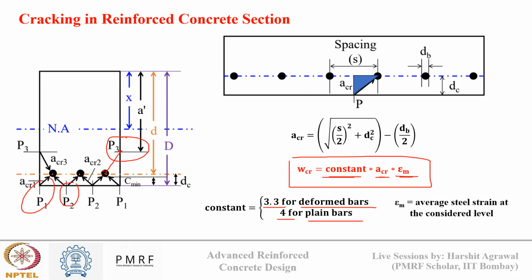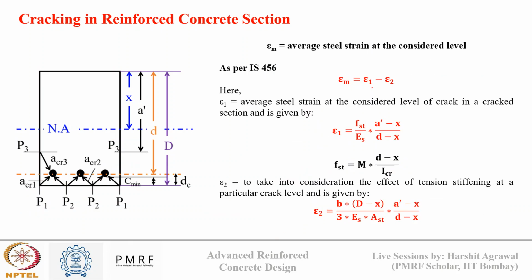Suppose I know the strain in steel at this point, then the strain corresponding to this point is known as epsilon_m. Now, how to calculate the value of epsilon_m? For this, the code has given epsilon_m is equal to epsilon_1 minus epsilon_2. So, epsilon_1 is the average steel strain at the considered level of the crack. Okay, so epsilon_1 we calculate from this relationship.